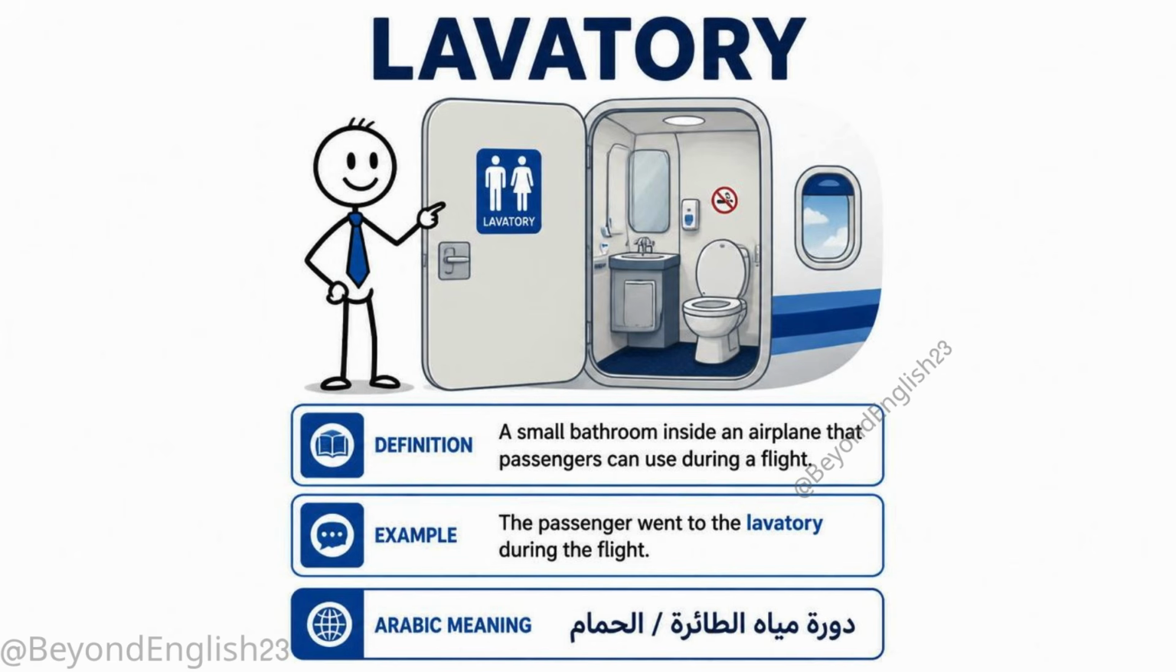4. Lavatory. A lavatory is the polite and common word for a bathroom on an airplane. It is a small private room where passengers can wash their hands and use the toilet during the flight. Example: the passenger asked the flight attendant where the nearest lavatory was.